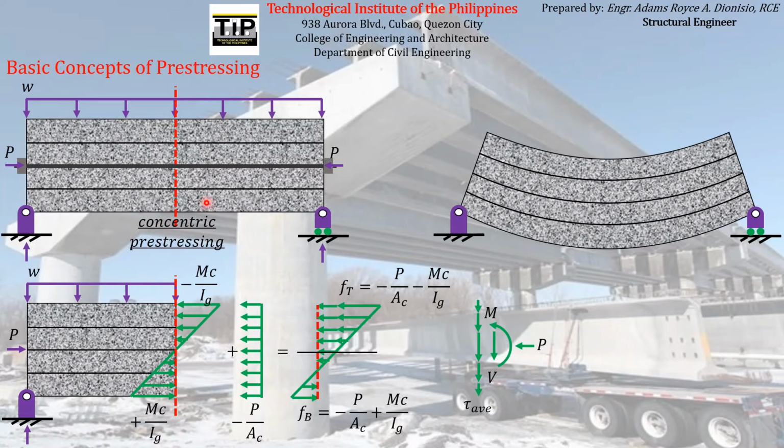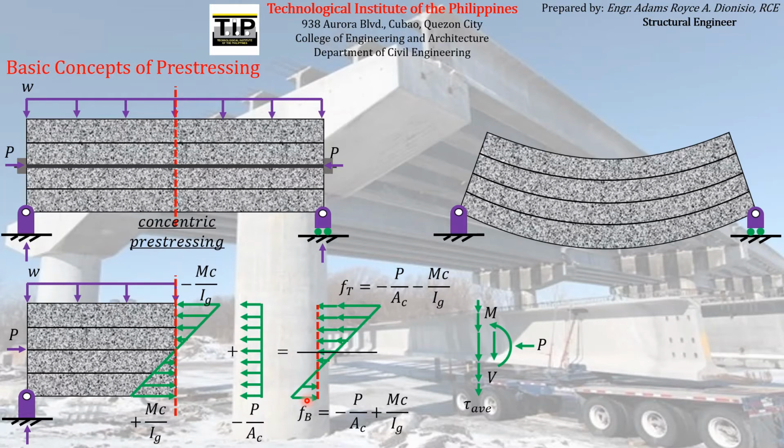Concentric pre-stressing is where the pre-stressing reinforcement is located along the centroid of the concrete beam. This is the resulting stress, given that the concrete beam is a simply supported beam loaded with a uniformly distributed load. So we have achieved our goal. Obviously, we have minimized the tensile stress that is being experienced by the concrete. From this magnitude, we have minimized it to this magnitude.